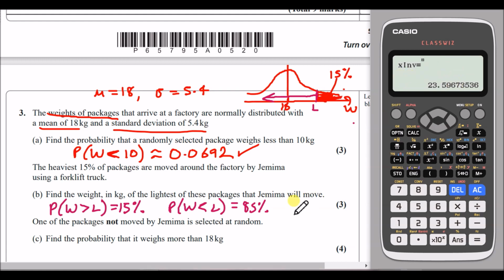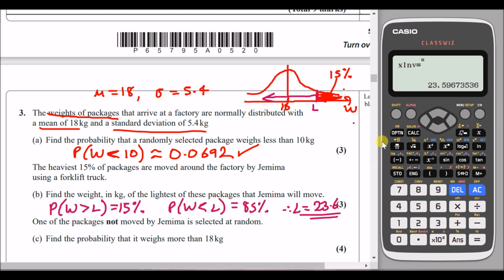And that's it, guys. This is the L value they want, which is 23.5967. That's what the value L is. So we can say, therefore, L equals approximately 23 point, what should we say? Let's round to 1 decimal place, 23.6.